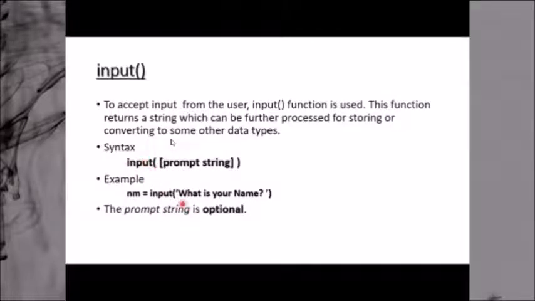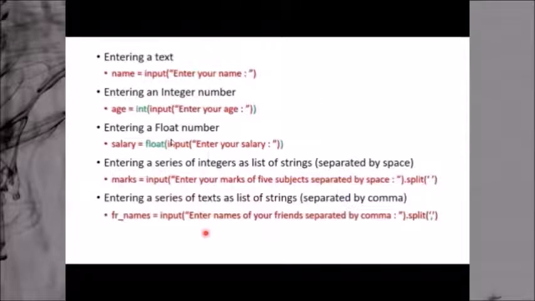Whether you are entering a name, a text, or something else, it will treat the entire character sequence as a string, and later on you have to convert it into integer, float, or whatever you want. So these are the methods I am using. Suppose you want to enter a text, you will write name is equal to input, enter your name. Whatever you enter will be stored in that variable.